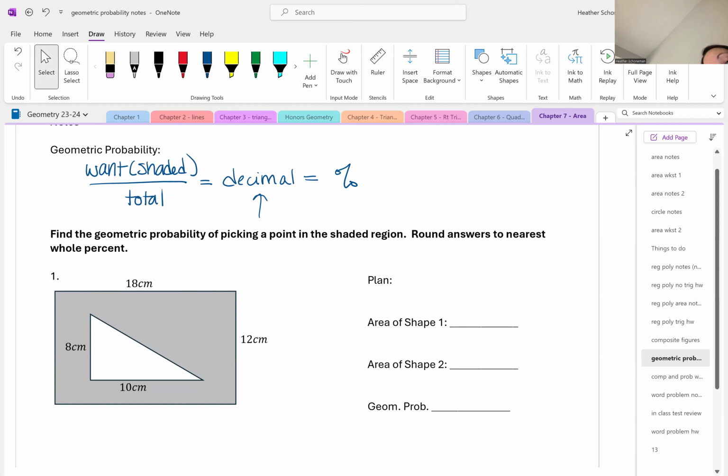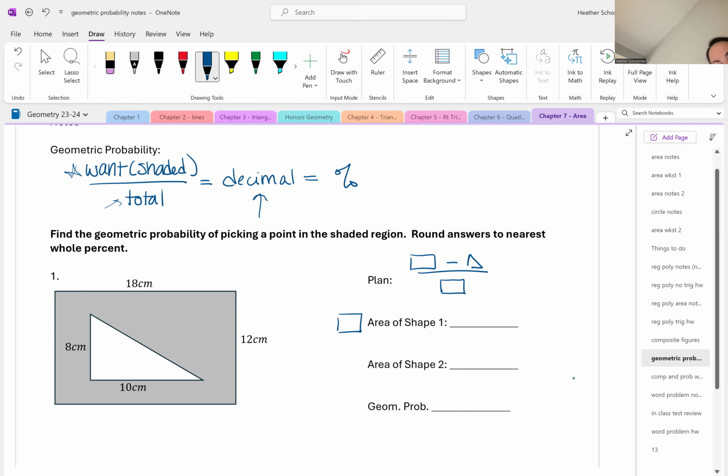Okay, so on number one, we were given two shapes, and we have two shapes to find the shaded area. We're typically going to take the biggest one and subtract the smallest one. Because if I take the rectangle and take out this triangle and it disappears, then I just have what's left. So the area that we want is the rectangle minus the triangle, and then we divide it by the total, the largest shape, which in this case is the rectangle.